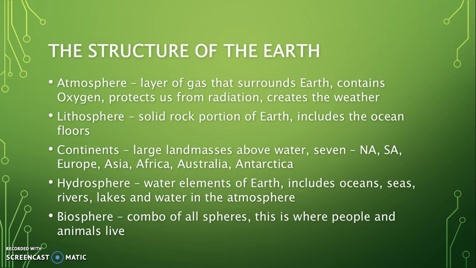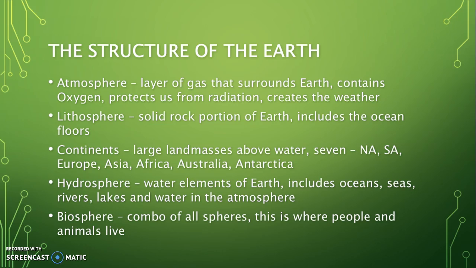The lithosphere is a solid rock portion of Earth. This also includes the ocean floors, so it goes under the water. It is mostly the crust and upper mantle. Of course, the lithosphere contains the continents. The continents are large land masses above the water, and we have 7 of those. 7 different continents. We have North America, South America, Europe, Asia, Africa, Australia, and Antarctica.